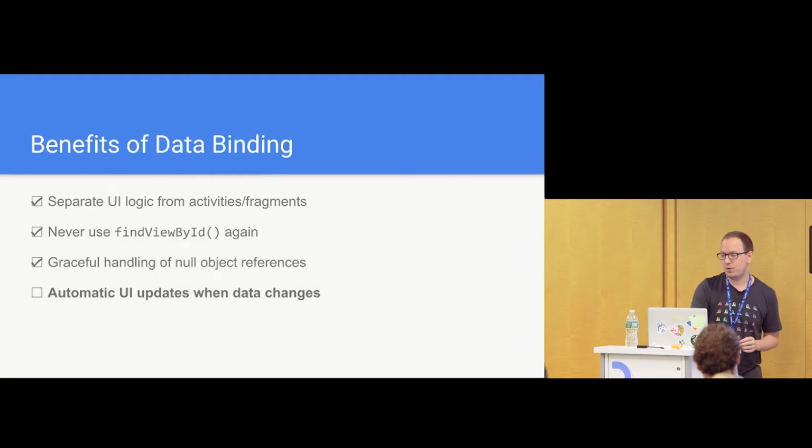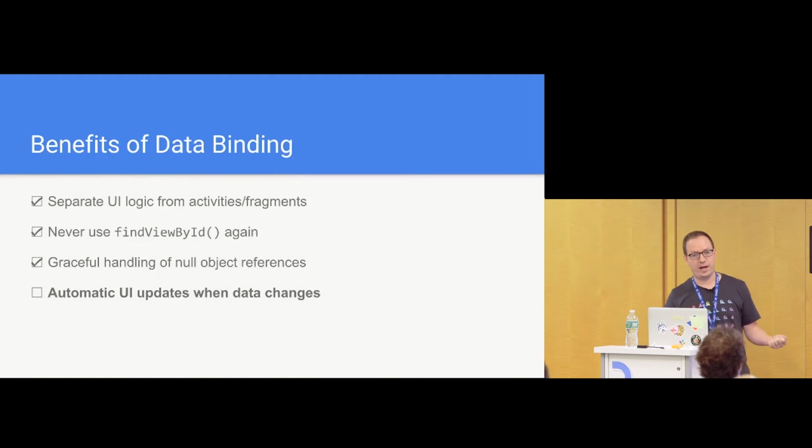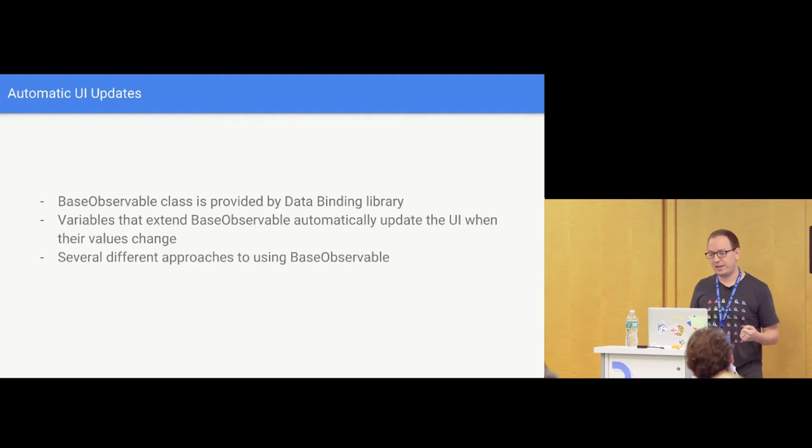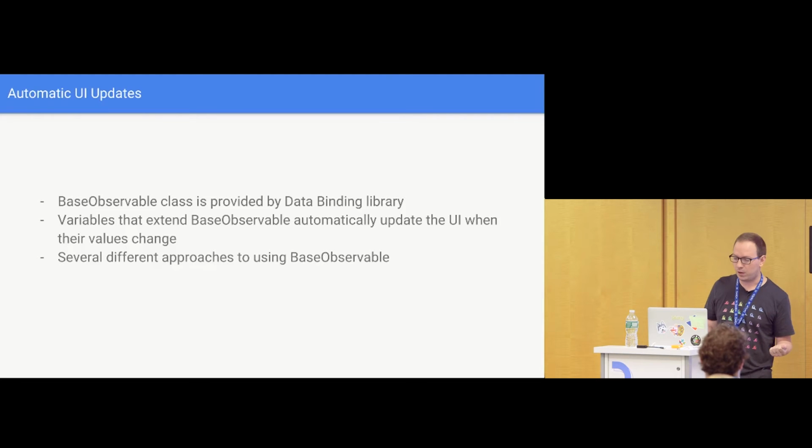So finally, and perhaps the most powerful feature of data binding, is that you can automatically update the UI to reflect changes to the data model. The way that this is powered is by this base observable class, which is provided by the data binding library. Whenever you have a variable that extends base observable, changes to that variable will automatically update the UI. It's actually really quite simple and powerful.